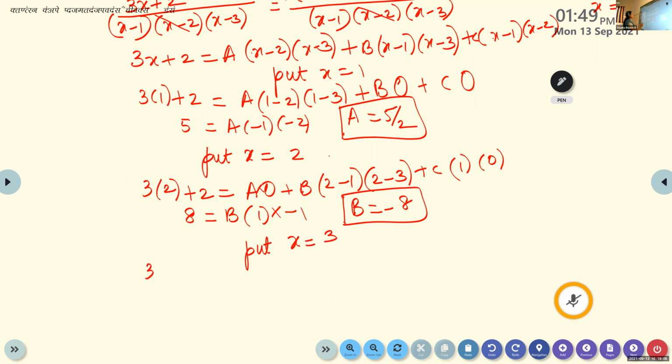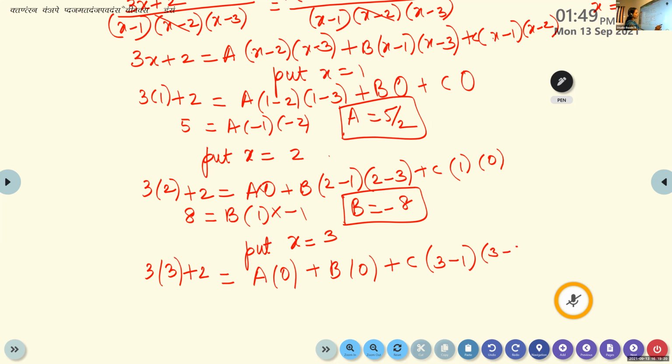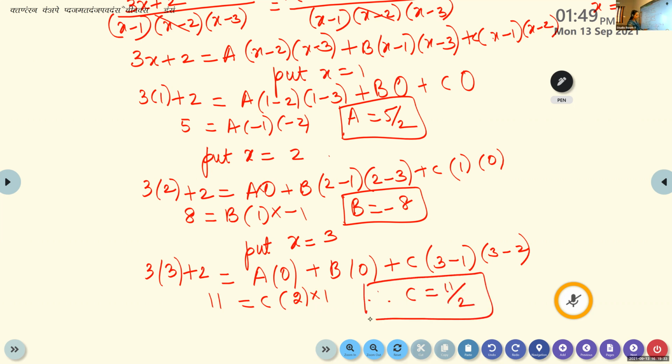So when you put x is equal to 3, we'll get 3 into 3 plus 2 is equal to A into 3 minus 3, A will become 0. B term also will become 0, plus C into 3 minus 1 into 3 minus 2. So 3 3s are 9, 9 plus 2 is 11 is equal to C into 2 into 1. Therefore, C is equal to 11 by 2.